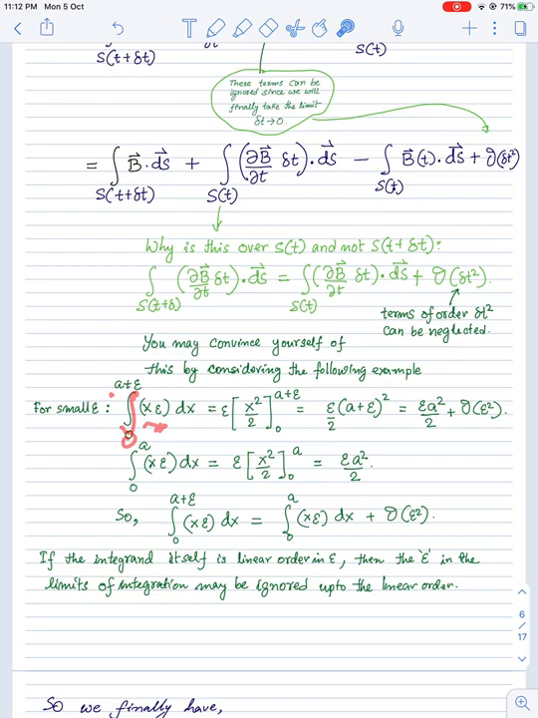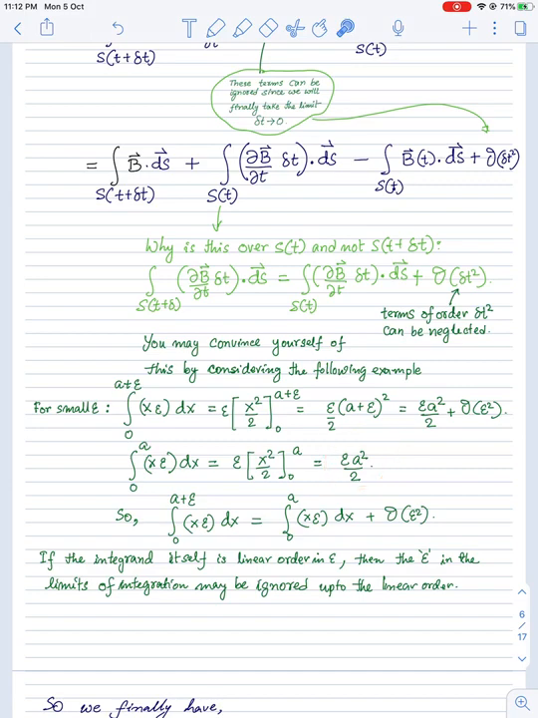Let's say you have an integral of x times epsilon, where epsilon is small, and you want to integrate that between 0 and a plus epsilon. Then if we do the integration, this is epsilon x square by 2, from 0 to a plus epsilon. And if you are interested only in terms up to linear order in epsilon, then this is epsilon a square by 2. Okay, this integral comes out to be that.